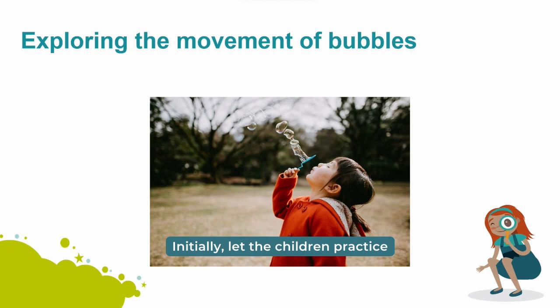Initially, let the children practice blowing bubbles while sitting down in the classroom. They should practice blowing gently and steadily to try and produce just a few bubbles at a time. Ask them to watch how the bubbles move. Then go outside and give them a chance to blow bubbles outside. They are likely to want to chase and catch the bubbles, so let them do this for a short while before getting them to focus on the activity.